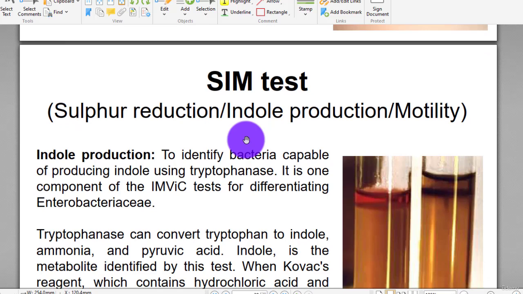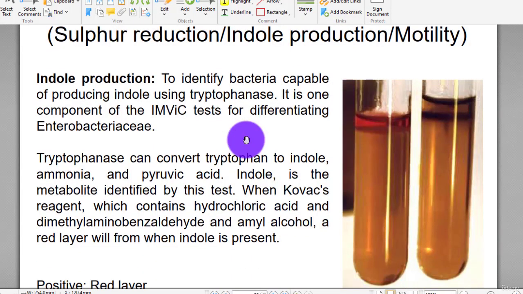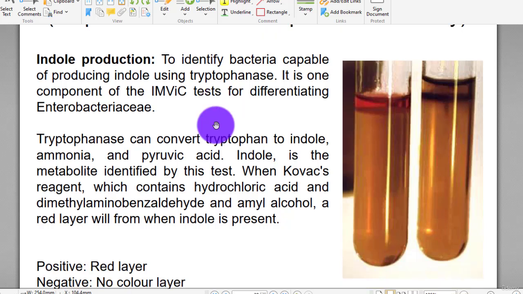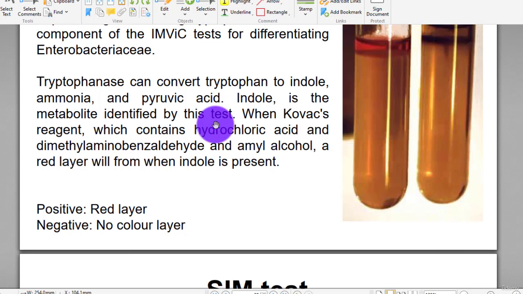SIM test: sulfur reduction, indole production, motility. Indole production identifies bacteria capable of producing indole using tryptophanase. It's one component of the IMViC test for differentiating Enterobacteriaceae. Tryptophanase can convert tryptophan to indole, ammonia, and pyruvic acid.